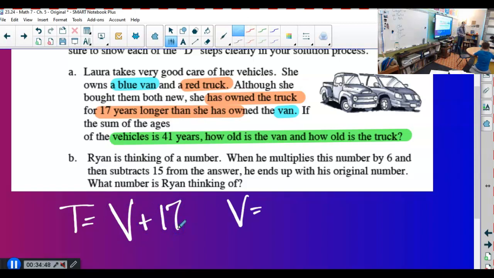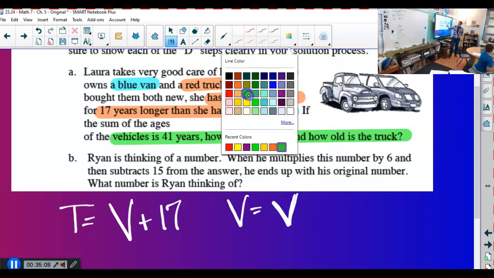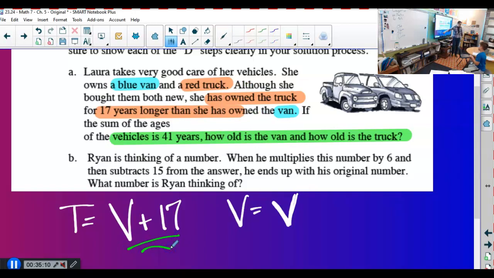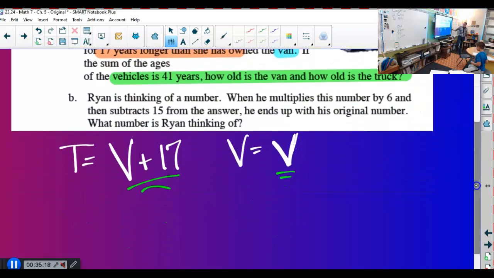So then what am I going to say about V equals? Anybody? No. That's the trap door to say T minus 17. Now, T minus 17 would be true, but we want to work with one variable. So since we just said V over here, we want to work with V over here. Together, the 2 vehicles are how old? 41. So we know together they're 41.